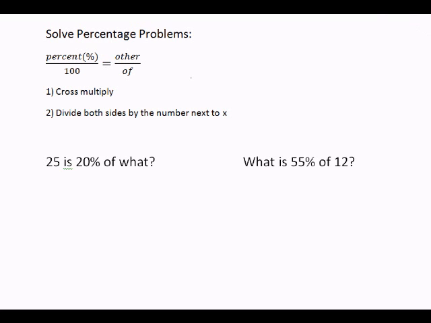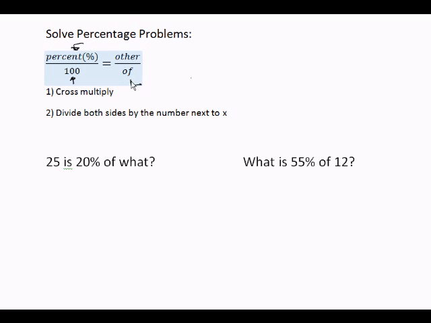This is a video on how to solve percentage problems. To set the problem up, you need two fractions and an equal sign. The number in the top of the first fraction is the percent number. Whatever the percent number is goes in the top of the first fraction. 100 always goes in the bottom of the first fraction.